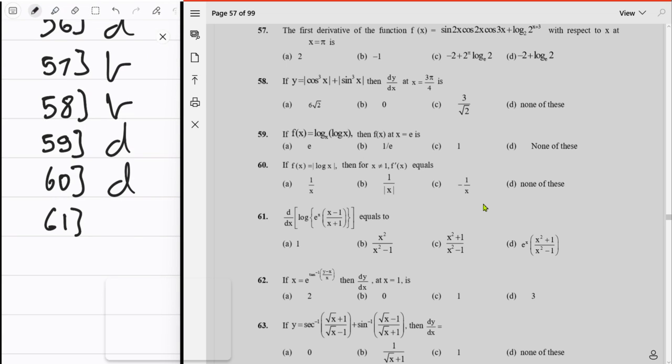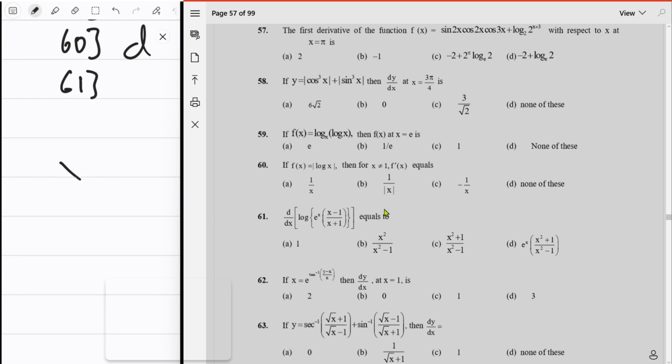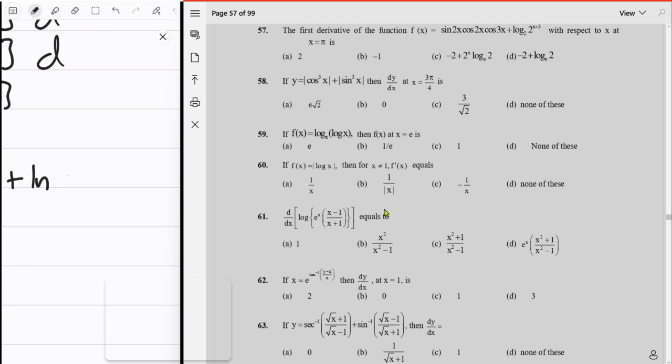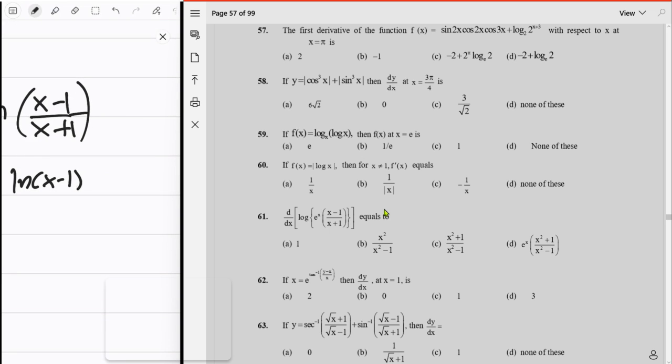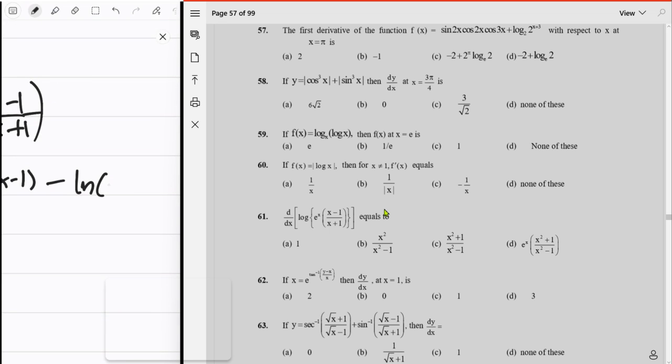61. Derivative of this thing. What is this? Natural log of e power x, x minus 1, whatever. I think these are not fractional parts, right? Just brackets. Yes. This is equal to, of course, we just break it. It's x plus natural log of x minus 1 upon x plus 1, right? Or, okay, break it even further: x plus natural log of x minus 1, and that's just a negative natural log of x plus 1.